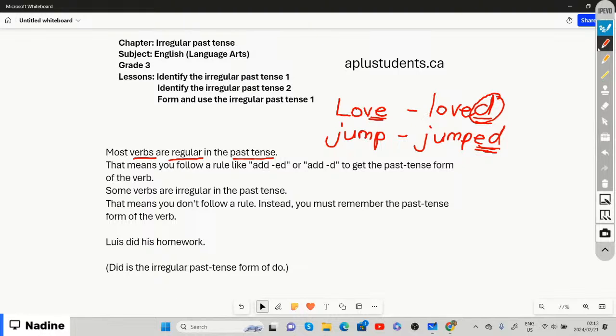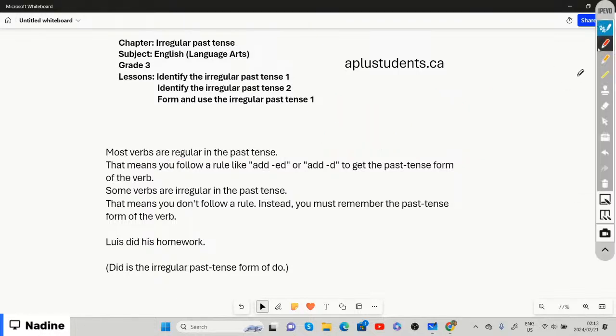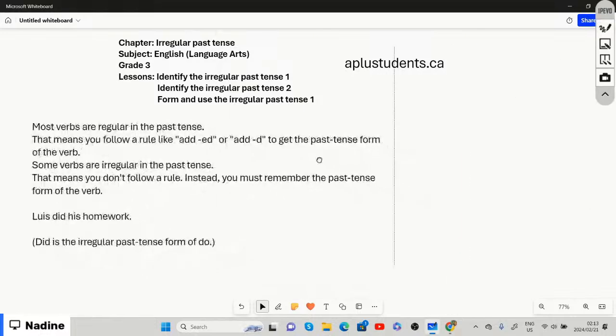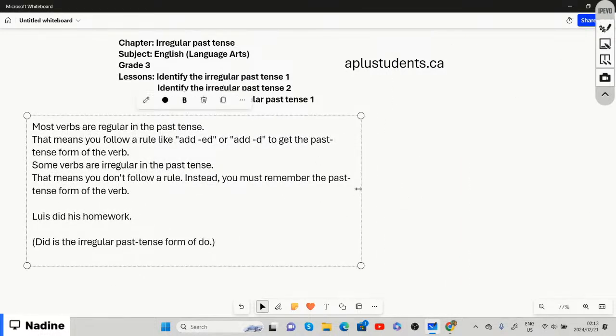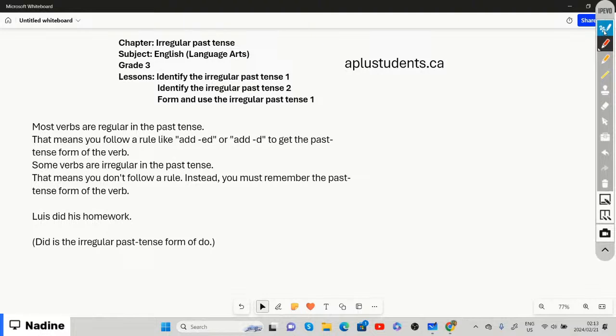But now, some of our verbs are irregular. If the verbs are irregular, it means that we do not follow any rules, and the word changes when we need to show the past tense form. We don't just add ed or d to the word to get the past tense. You are going to have to just remember the past tense form of that word.